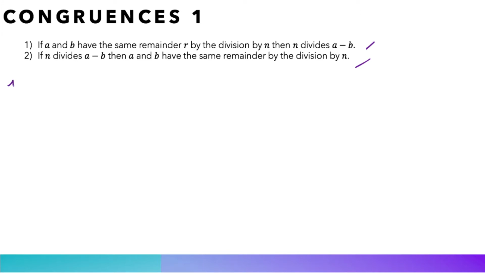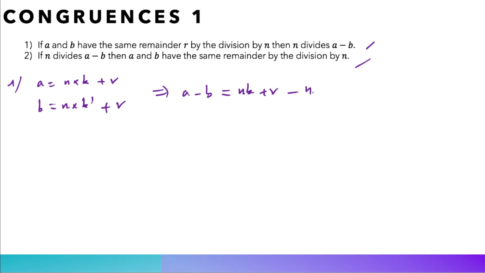To prove the first claim, we write A as n times a certain integer k plus the remainder r, B as n times another integer k prime plus the same remainder r, and from here we see that A minus B is equal to nk plus r minus nk prime minus r, from which we can cancel both of the r's, and we get n times k minus k prime, which means that A minus B is divisible by n. Hence the first claim.